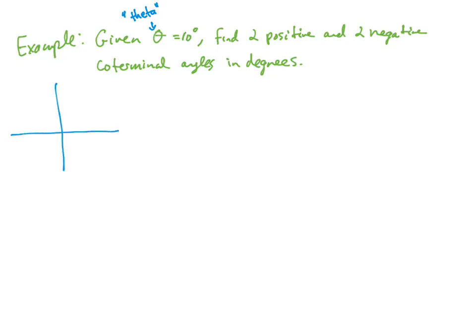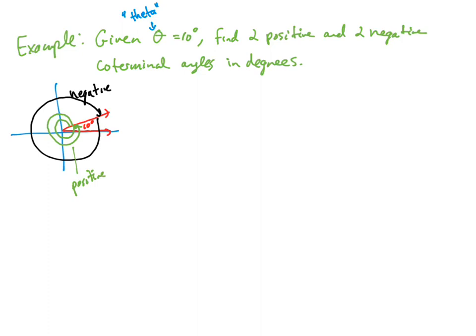So visually, if I have an angle in standard position that's 10 degrees, I want to find two positive coterminal angles, so that's going to be going this direction, counterclockwise. And then if I want negative angles, I'm going to go in the opposite direction. So black will be the negative angles, and green will give me the positive angles. So that's visually what's happening.